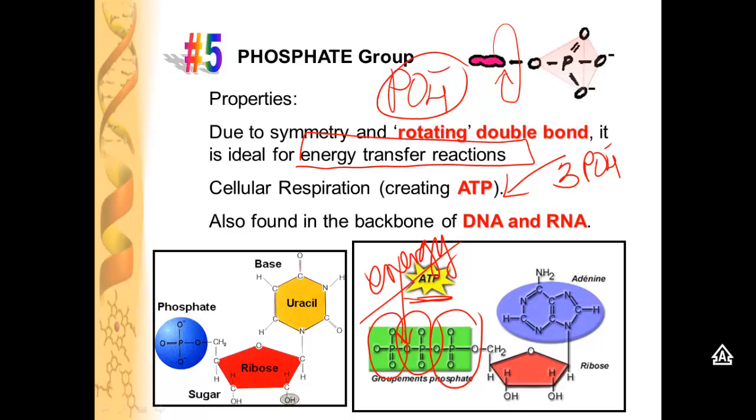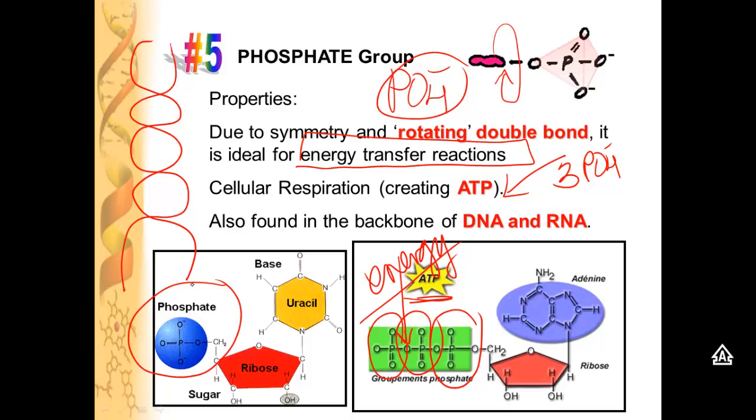The other place where we see a lot of phosphate groups is in DNA and RNA. So phosphate actually helps to form that backbone of DNA. So when you see that twisted up ladder that represents a DNA molecule, the twisting action comes from that rotating double bond of the phosphates.